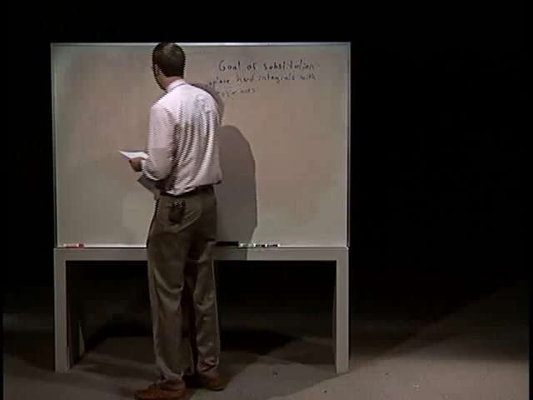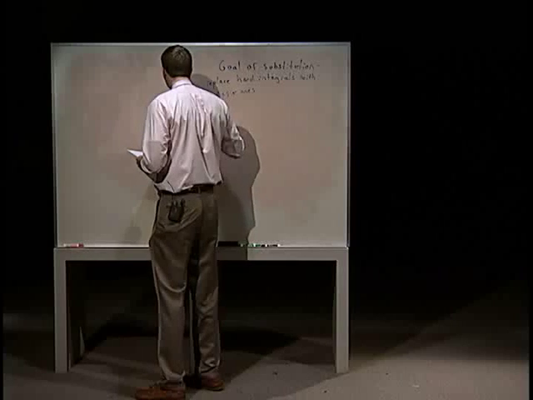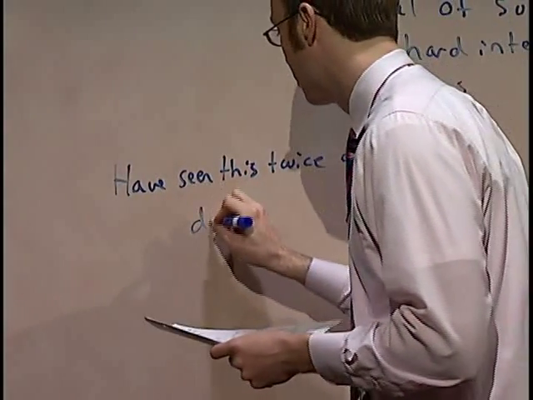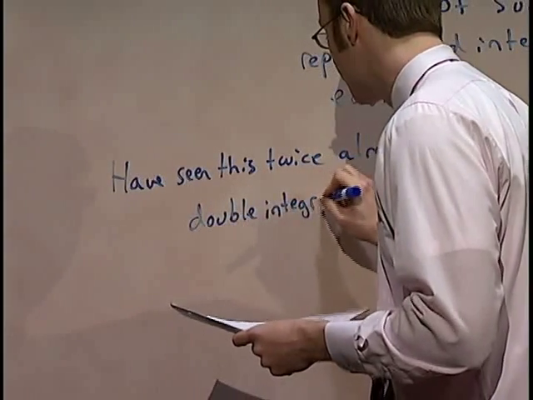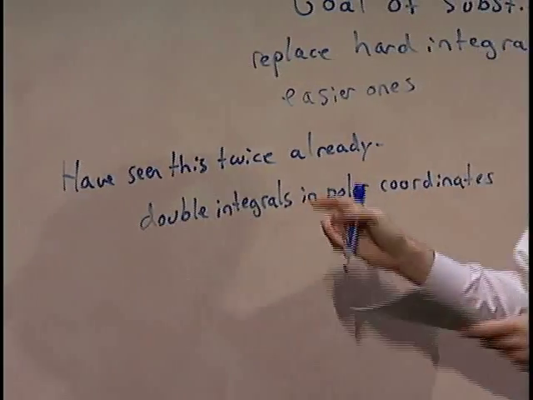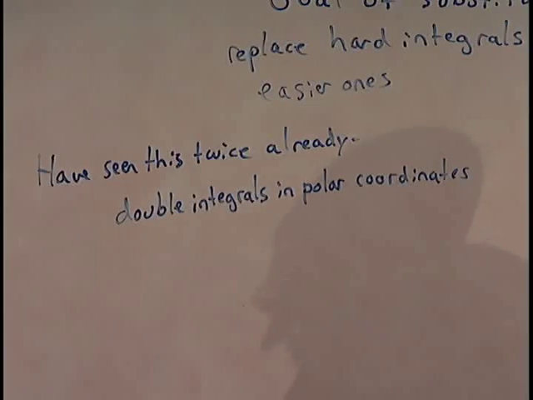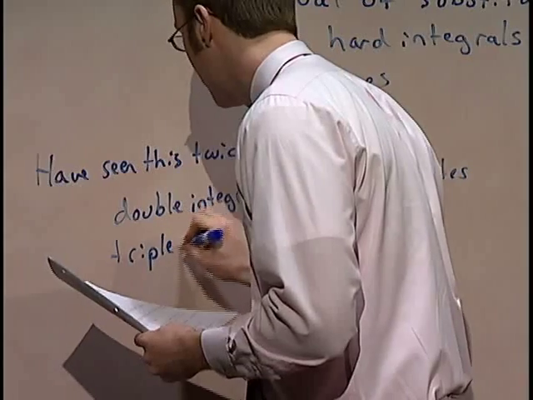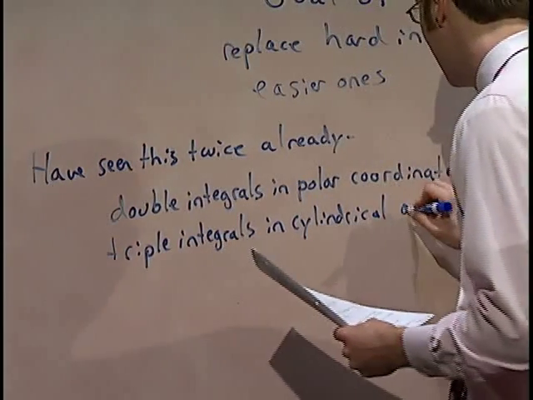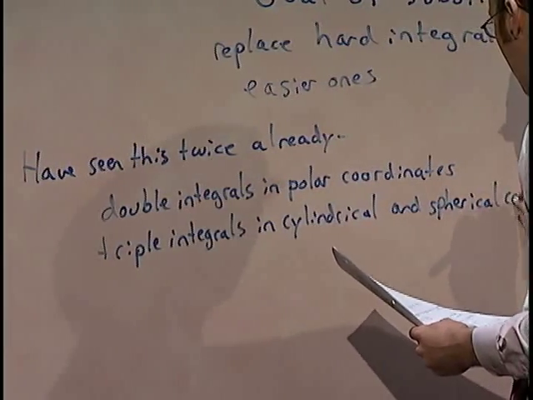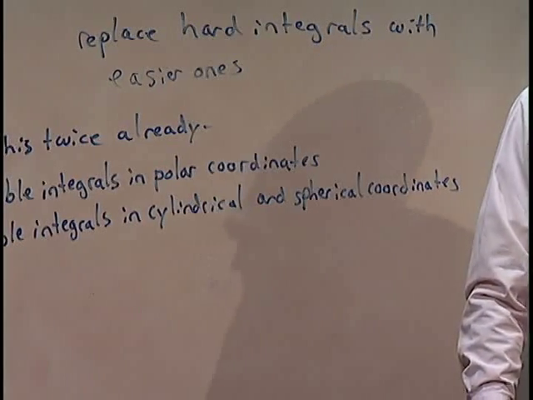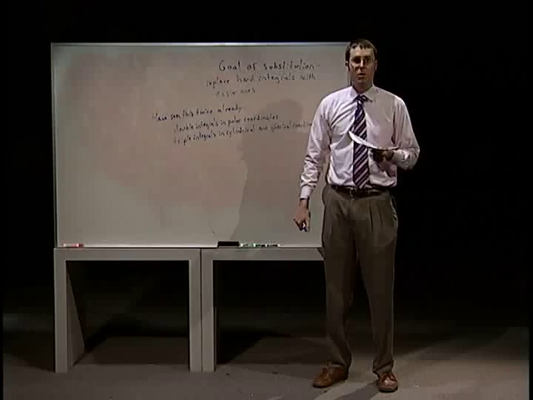Okay? And we've already seen this twice already. We saw it once with double integrals when we had polar coordinates, so we had double integrals in polar coordinates. All right, so we had some kind of circular region in the xy plane. We replaced xy with r and theta. And we also saw it with triple integrals in cylindrical and spherical coordinates. All right, so we had some kind of cylindrical shape or a spherical shape. We replaced x, y, z with either r, theta, and z, or rho, phi, and theta.